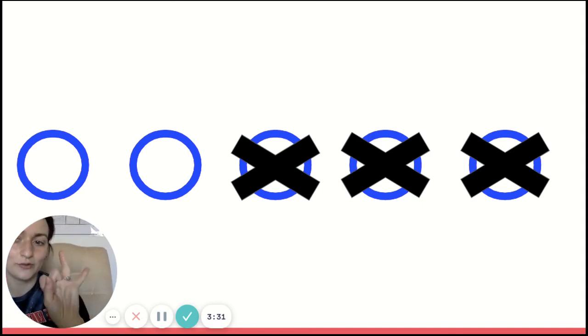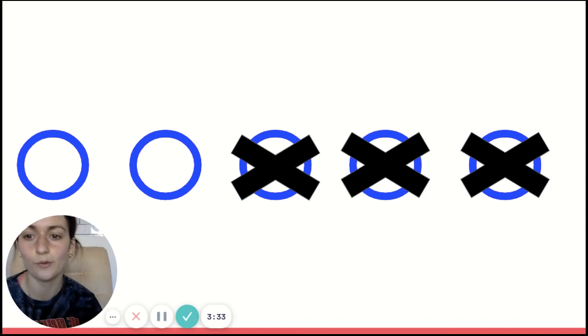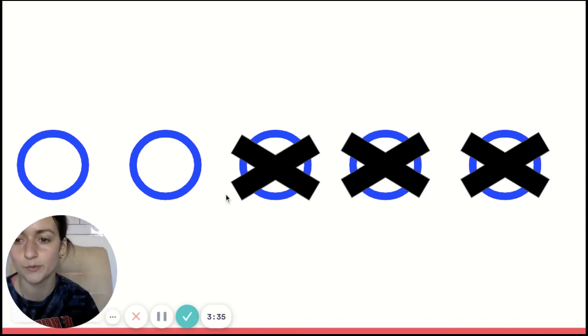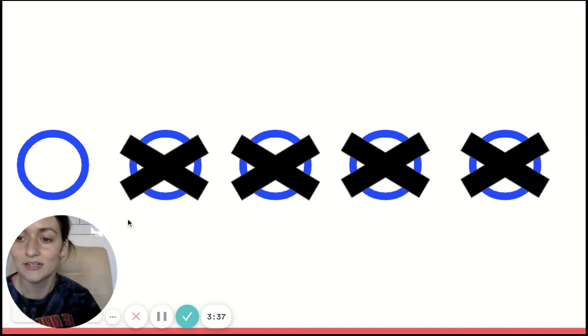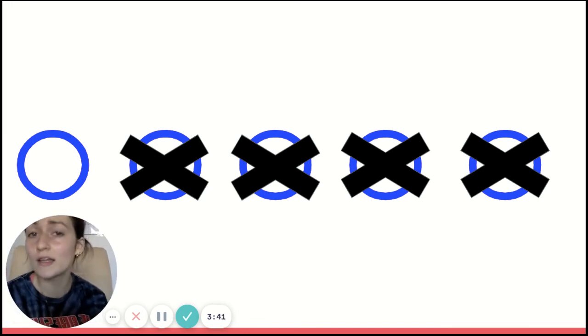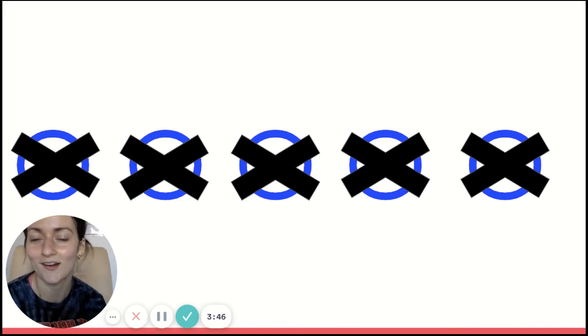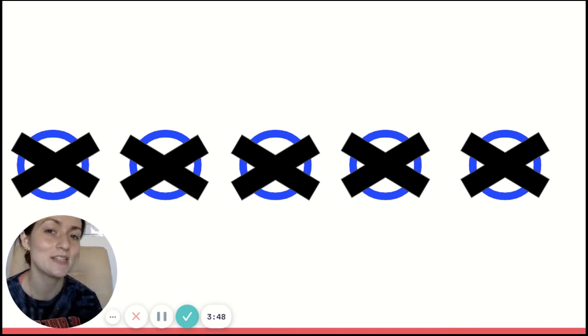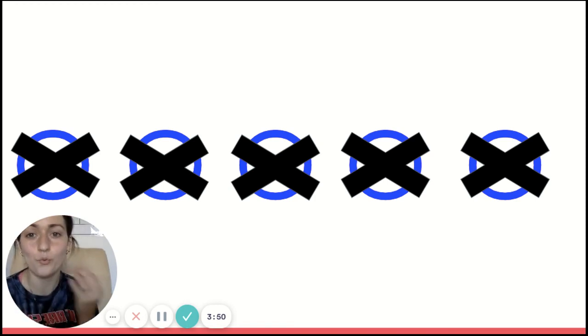Now when we have 2 and we take away 1, how many will be left? Once we cross off this one, how many will be left? Just 1. And last but not least, we only have 1 student, and 1 take away 1 is 0. They're all crossed off. We're going to be talking a lot more about taking away as we continue in this math module.